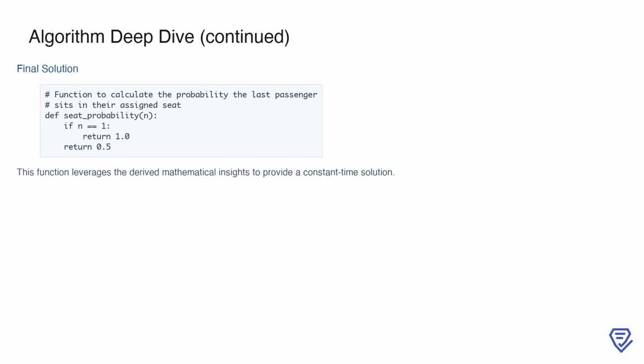With all the insights and analysis in mind, the final solution is remarkably simple. Here's the implementation. We define a function called seat_probability that takes n as input. If n equals 1, the function returns 1.0, as the last passenger will always sit in their assigned seat. For any other value of n, the function returns 0.5, leveraging the symmetrical behavior of the problem. This implementation is efficient, concise, and mathematically sound, providing the correct result in constant time. By directly applying the derived probability formula, we avoid unnecessary complexity and ensure the solution is both elegant and optimal.